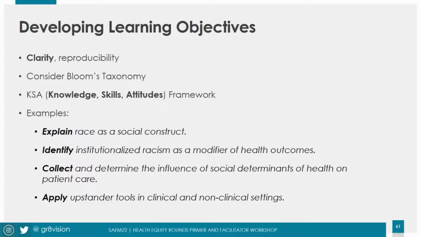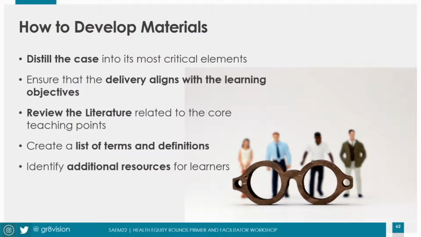Knowledge, skills, attitudes is another framework of competency. So are you just learning something? Do you have some skill that you can apply from it? And then how do you feel about those skills that you've learned? That's true for central lines, and it's true for discussions about health equity. Examples of learning objectives would be explaining race as a social construct, identifying institutionalized racism as a modifier of health outcomes, collecting and determining the influence of social determinants, social drivers of health on patient care, and applying upstander tools in clinical and non-clinical settings.